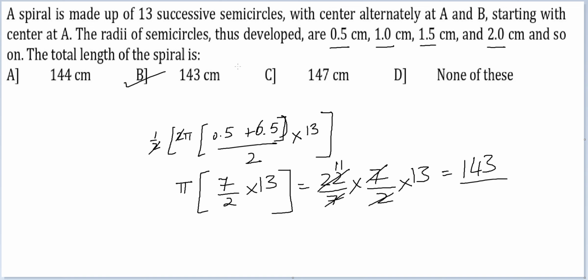Don't fall into the trap of thinking about how the shape would look. You simply have to find out the length of the spiral. So that is just the circumference length that you have to identify.